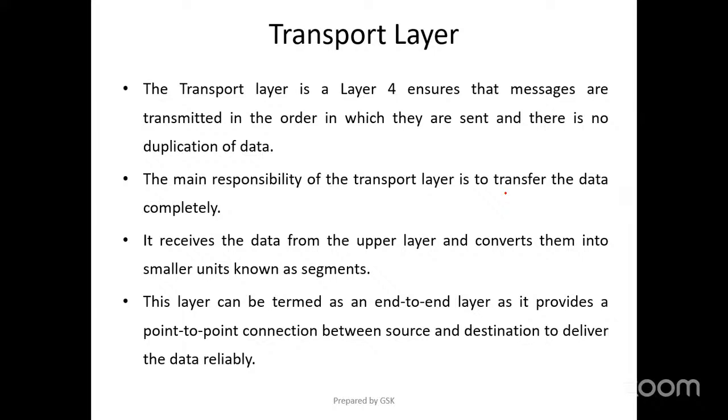It receives the data from the upper layer and converts it into smaller units known as segments. So this is an important point. The data form in the transport layer is segments. The data is maintained in the form of segments. How can you define the word segments? It receives the data from the upper layer and converts it into smaller units. Those smaller units are called segments.